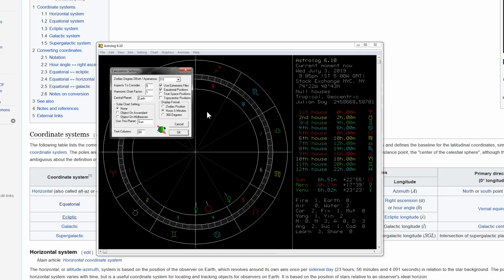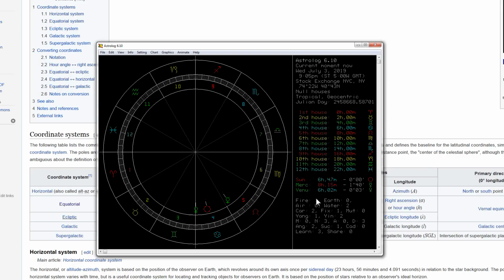Right here, where it would be at maximum declination, we see Venus is at 23.23. If I go back and turn that off, we see that Venus is actually right at its 0 degrees latitude right there. So it's very, very close to perfect relative to what the tilt of the Earth is, because we're just adding 3 minutes of latitude right there. So it's very, very close.